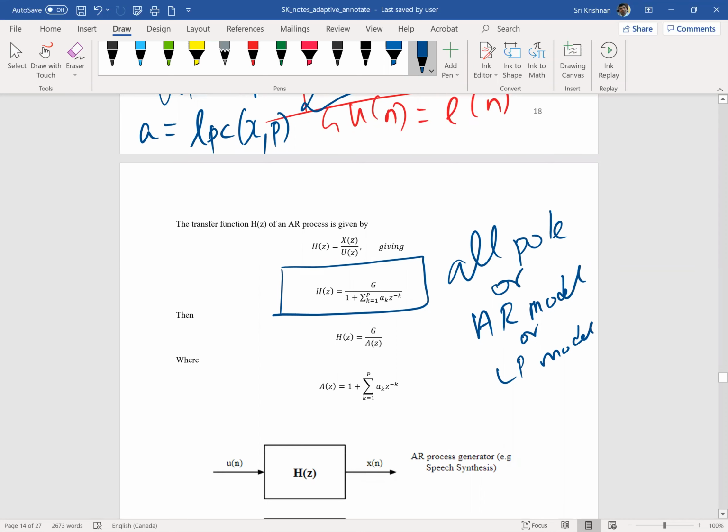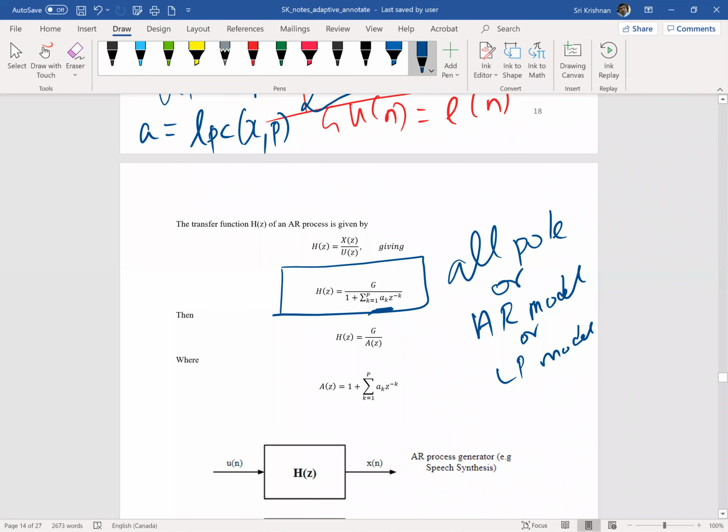So they all mean the same. At the end of the day, all three represent your signal in a pretty lossless way from the information content point of view. So we don't need the whole signal. We need only this P of those AKs to represent your signal, and G, we will come to that point.